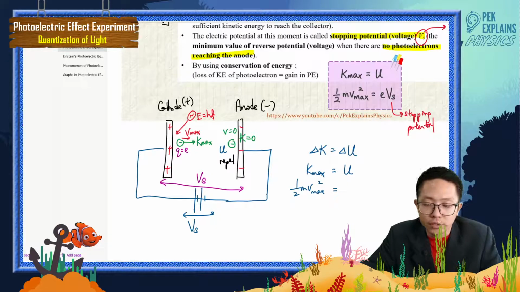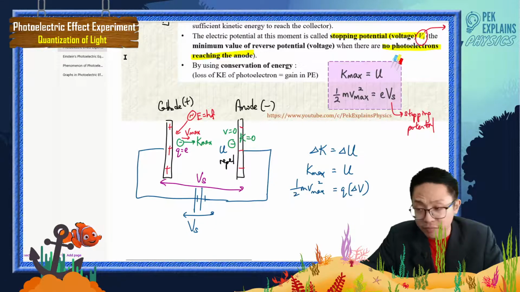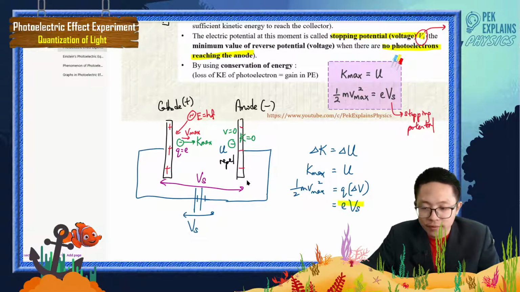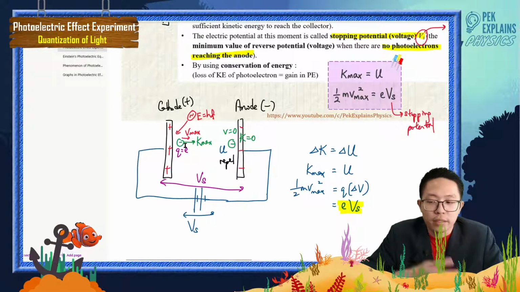So delta U is actually q delta V, isn't it? And the charge involved is the electron, so this is the electron charge. And what's the potential difference across the plates? The stopping potential. So it is the electron charge times the stopping potential. Stopping potential means it will convert the whole Kmax into potential energy, so finally the kinetic energy is 0.